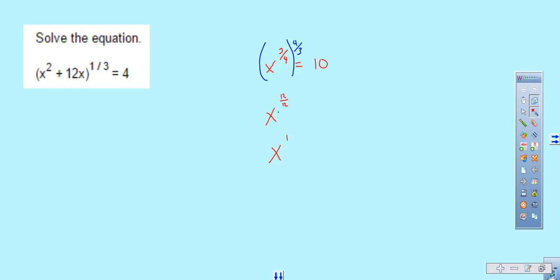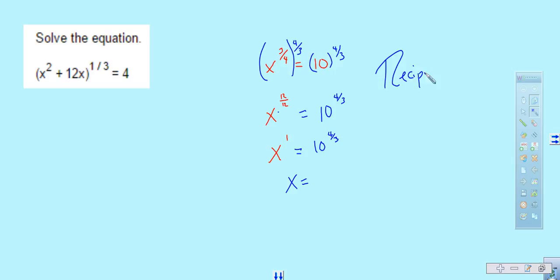Just like in algebra our whole entire life, whatever you do to one side, you have to do the exact same thing to the other side. So at this point, this becomes 10 to the 4/3. Now you pull out your calculator and type in 10 to the 4/3 power, and that tells me what x is. So the moral of the story is that if I want to undo a rational exponent, I multiply by the reciprocal. The key word here is reciprocal.